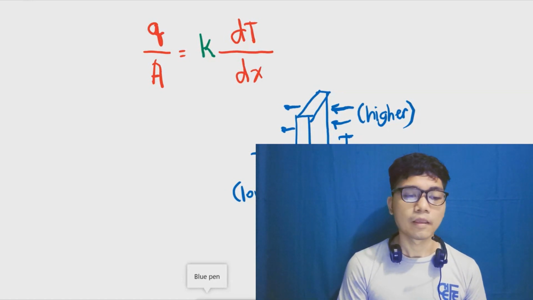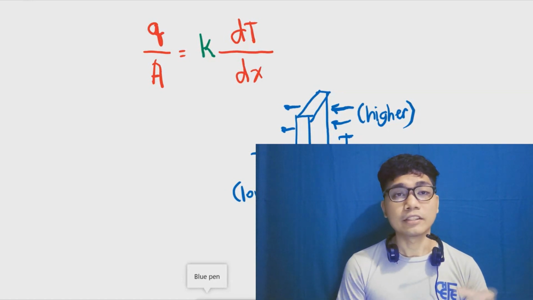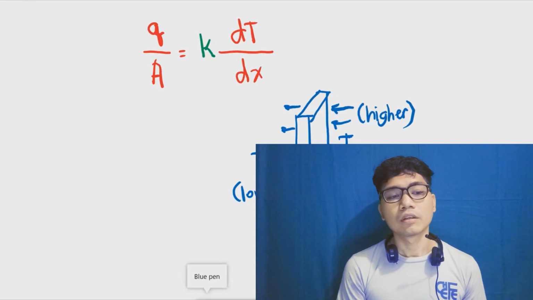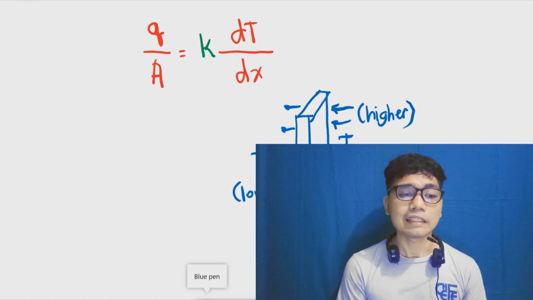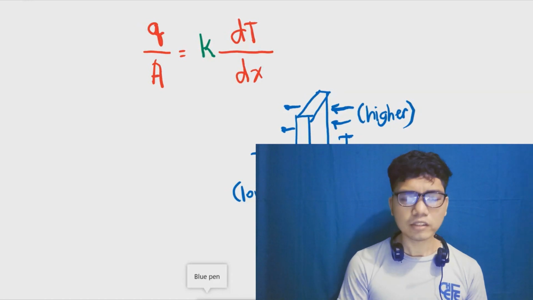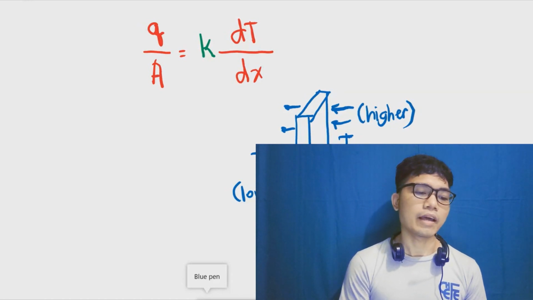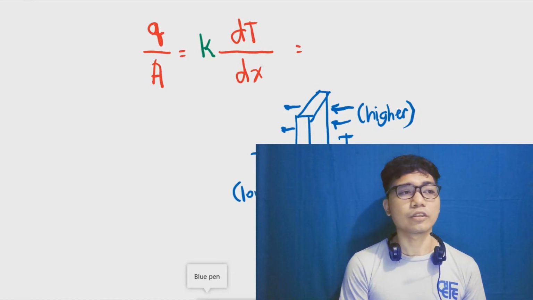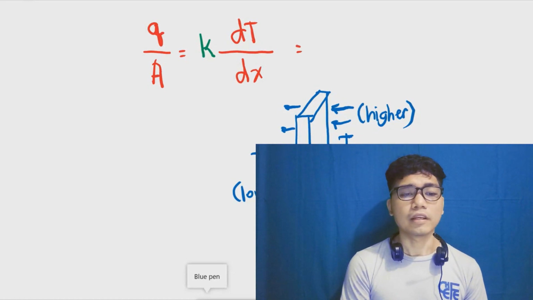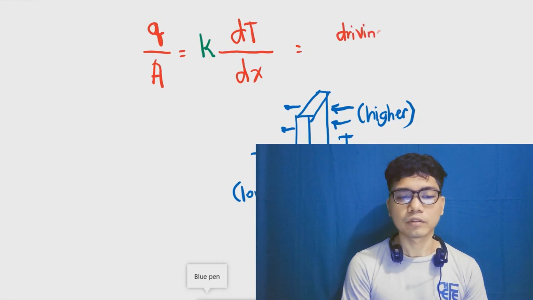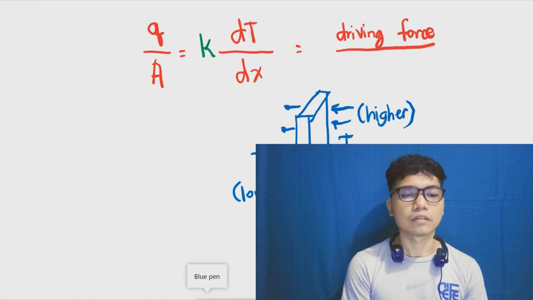Okay, so that's it for the general Fourier equation: Q over A equals k dT over dx. This only means that it gives us the general equation of the rate of transfer, meaning this is the driving force, which is the temperature, divided by the resistance.